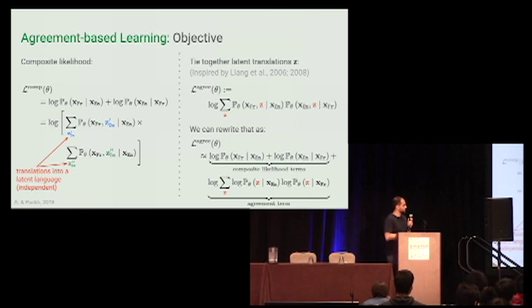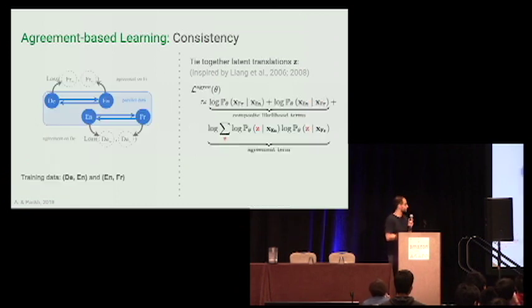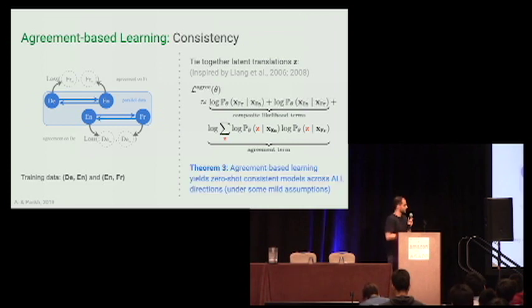After a bit of rewriting, we can actually show that this loss is equal to the standard composite likelihood plus some additional term, which is called the agreement-based term. So how are we going to train the model in this regime with this new loss? Well, basically, for every sentence that we have in our parallel corpora that are available to us, we're going to, in addition, try to translate, let's say, from English to German and from French to German, and try to match these translations via this loss. So in the paper, we show that, in fact, agreement-based learning, by optimizing this loss, will get a zero-shot consistent model that will be consistent across all the directions at the same time.